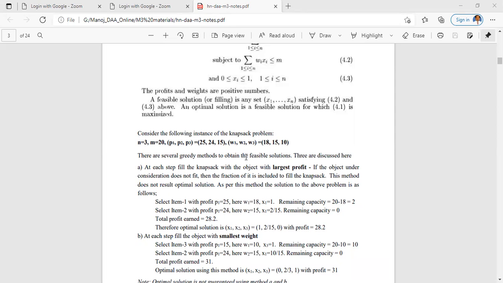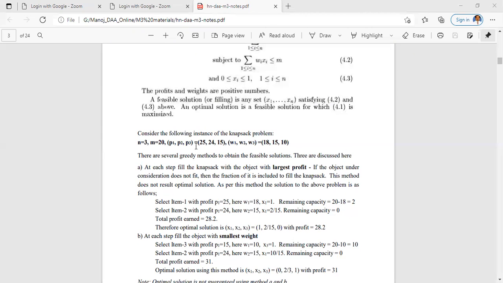There are several greedy methods, and three are discussed here. You have to go through all three. Step number 1 is to fill the knapsack with the object with the largest profit. Which is the largest profit we have? The profits are 25, 24 and 15. So the item with the largest profit is 25.